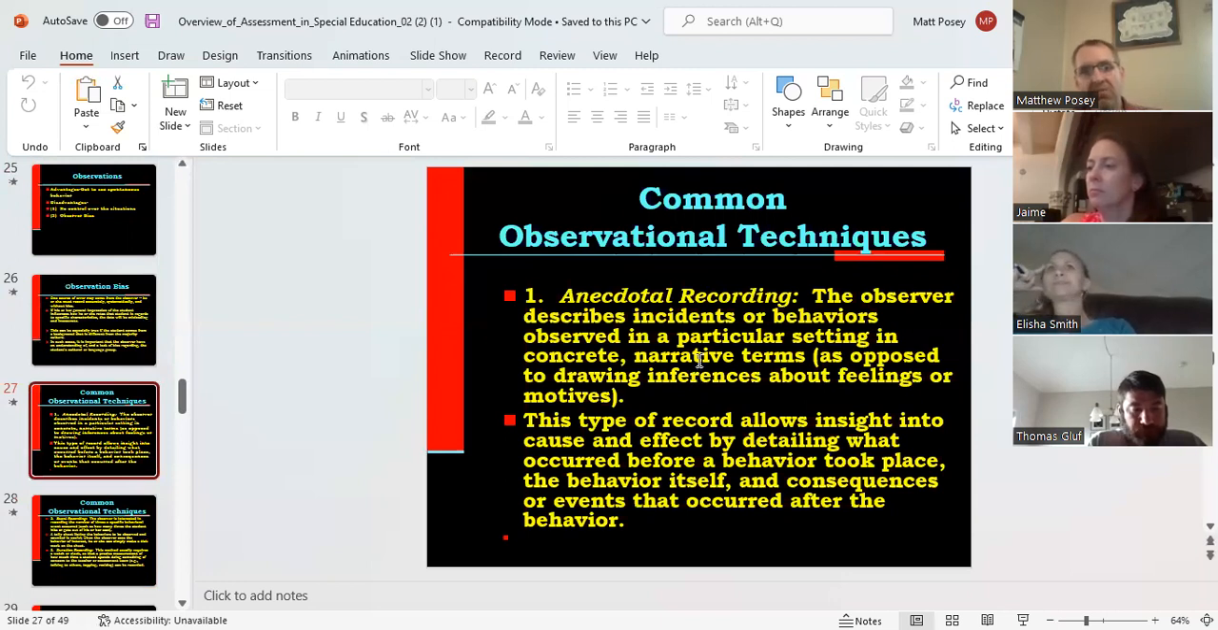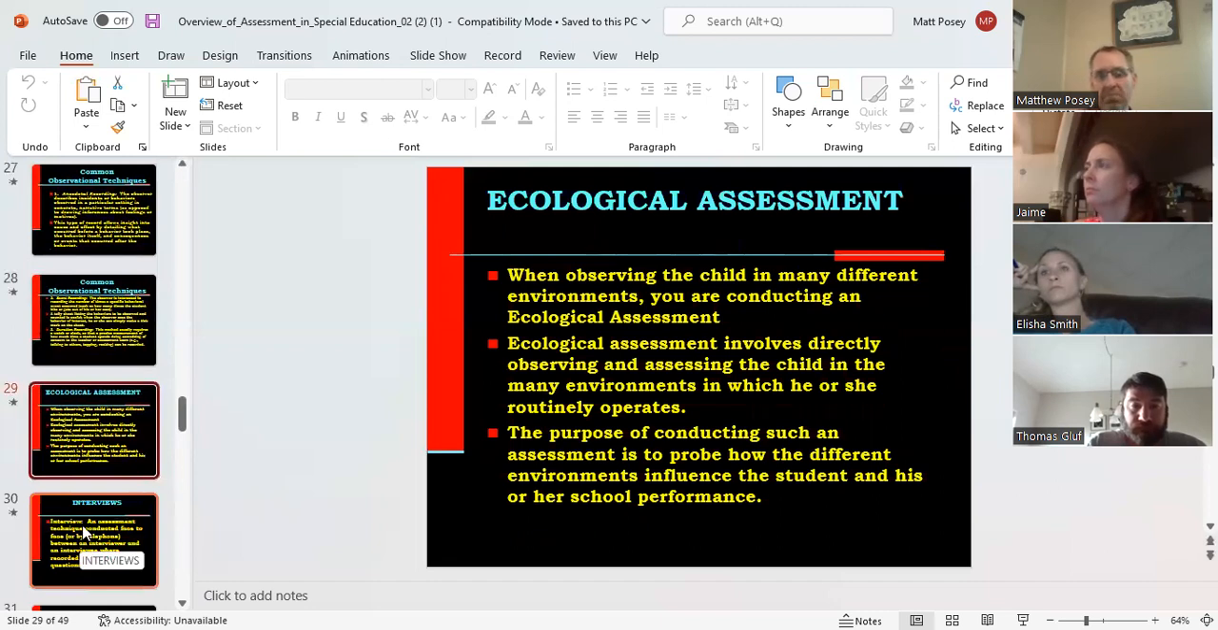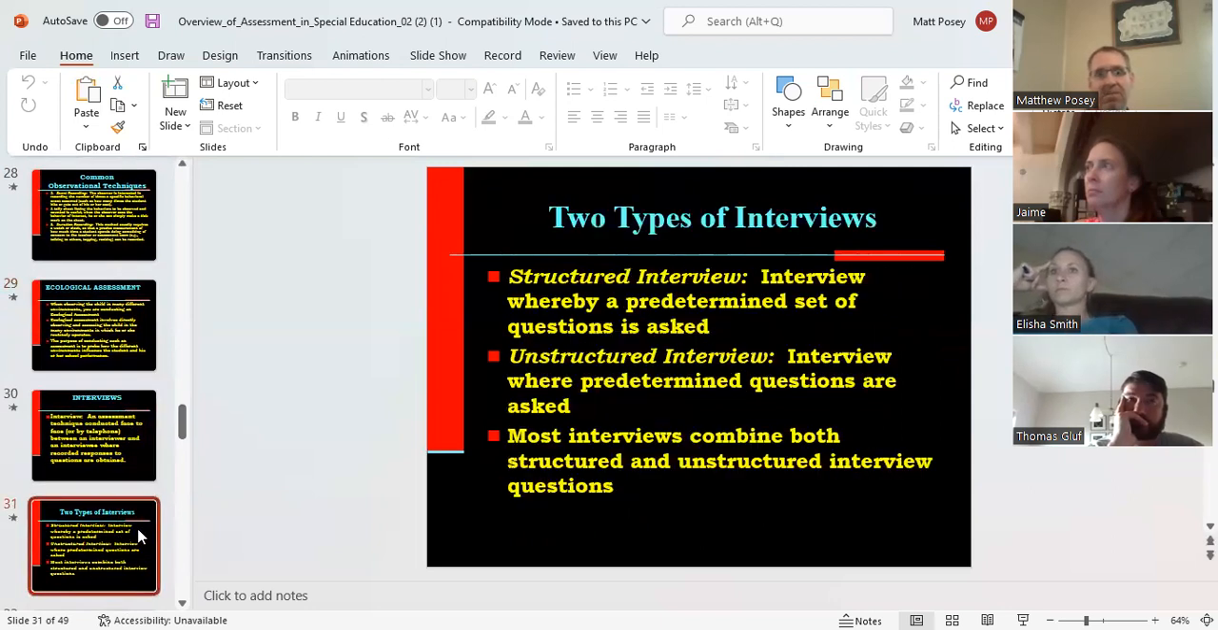Okay, some observational techniques could be just various types of recordings, documenting. You also have video recordings that could be part of that, event recording, tally sheets, duration recordings. Those are all acceptable ways to document. And then also ecological assessment, observing how that child interacts in various environments.